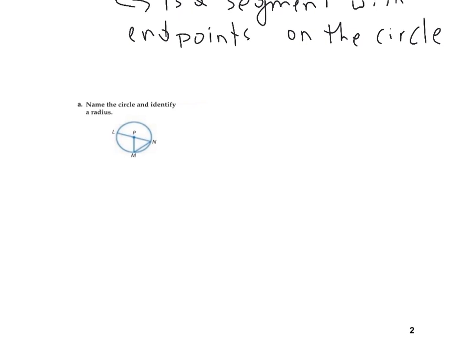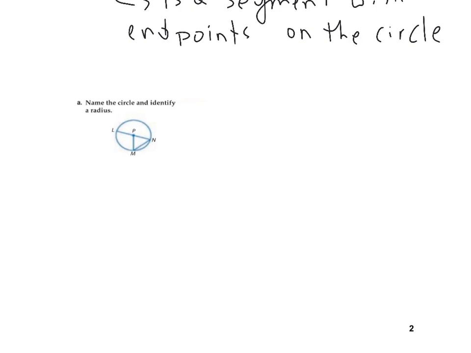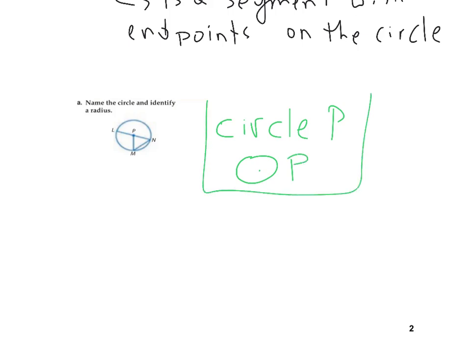So exercise: name the circle and identify the radius. When I say name a circle, you always name a circle after the center. So you could spell it like this, you can say circle P, or, as mathematicians, we are a little lazy and we just put this symbol and P. So we know this is the same thing. We know this is circle P, and identify the radius.